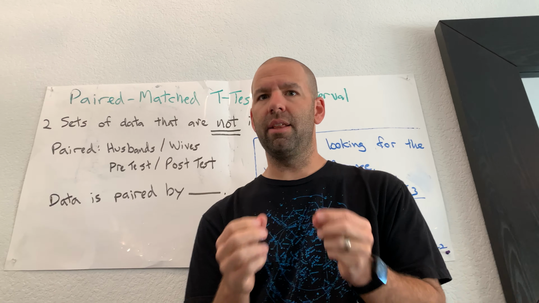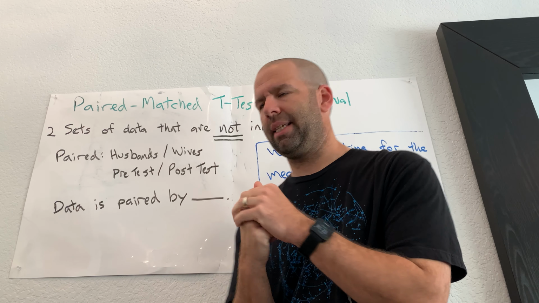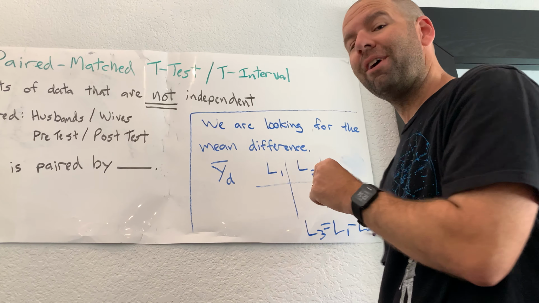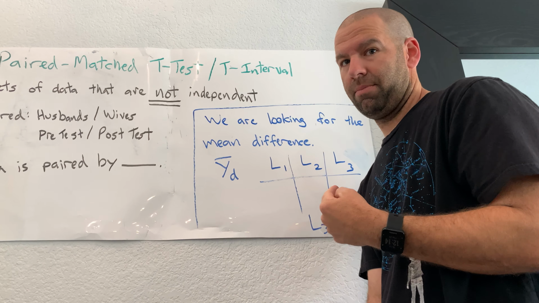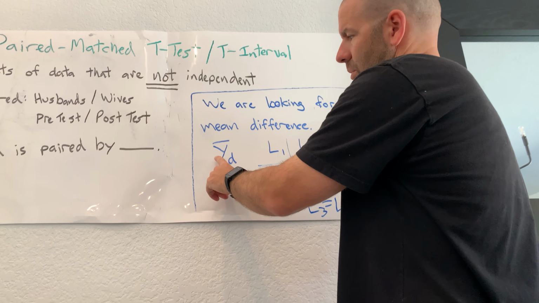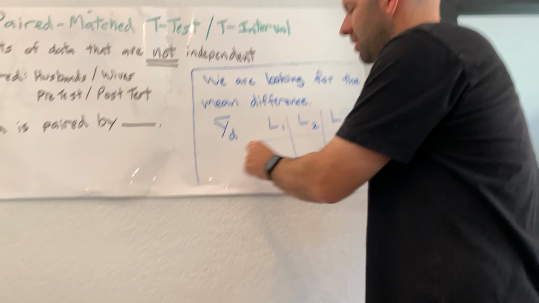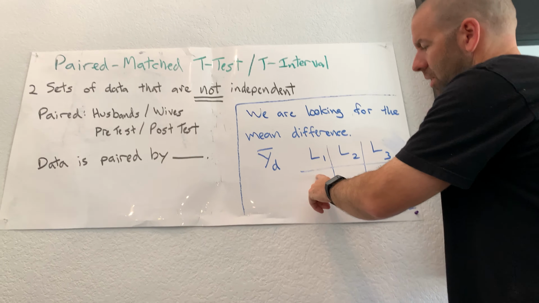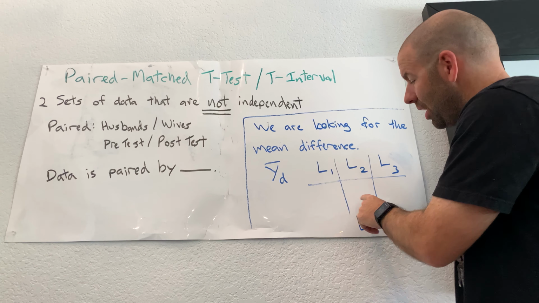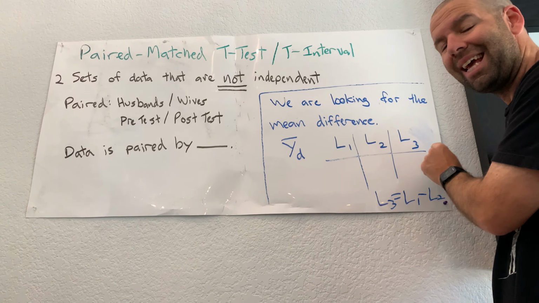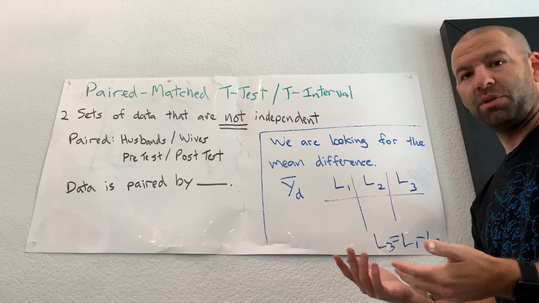But what is the data that we're using now? That's the key thing here. We are looking for the mean difference in the two samples. We call that y bar sub d, the mean difference, the average difference. So you'd put your first set of data in L1, your second set of data in L2, and then we're going to create a third set of data, which is the difference between the two.